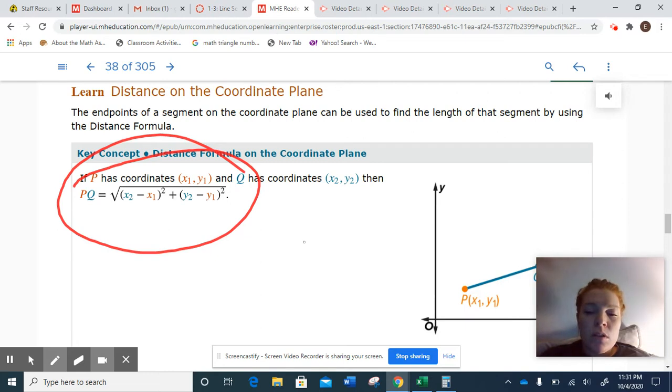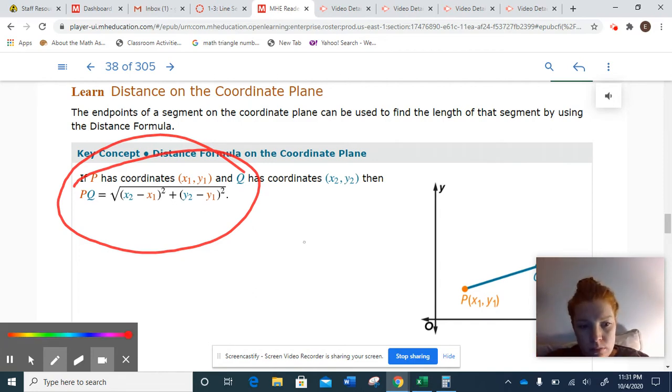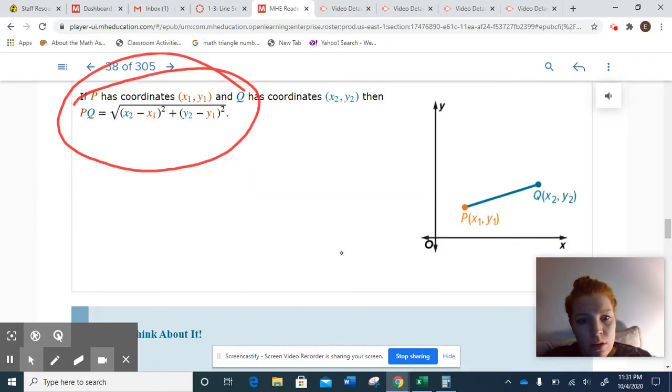You're going to take the square root of the two x's subtracted, then squared, and then added to the two y's subtracted, then squared. You'll have two different types of problems. Either they'll be on the picture, or there'll be no picture and they'll just give you points. Let's see if there's one on here.